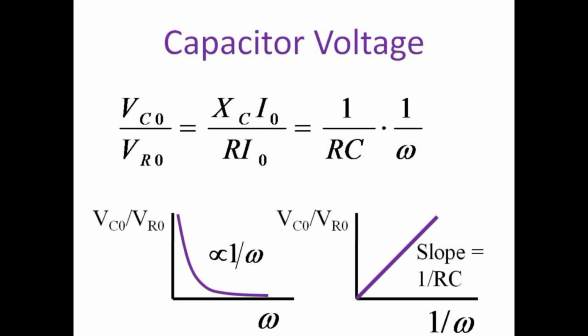In this lab, we don't measure the current directly, so we can judge the effect of the capacitor with frequency by dividing the capacitor voltage by the resistor voltage. This ratio is also expected to be inversely related to the frequency.